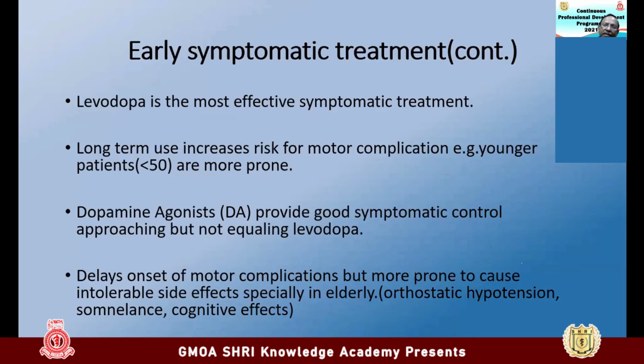So the other group of drugs, the second most effective drug, is the dopamine agonist. There are two in Sri Lanka at the moment: one is ropinirole, the other is pramipexole. The issue with these two drugs is that they are less effective than levodopa, and they have a lot of side effects.